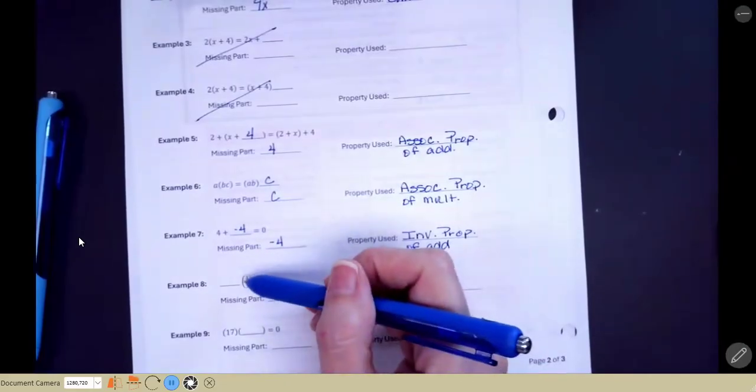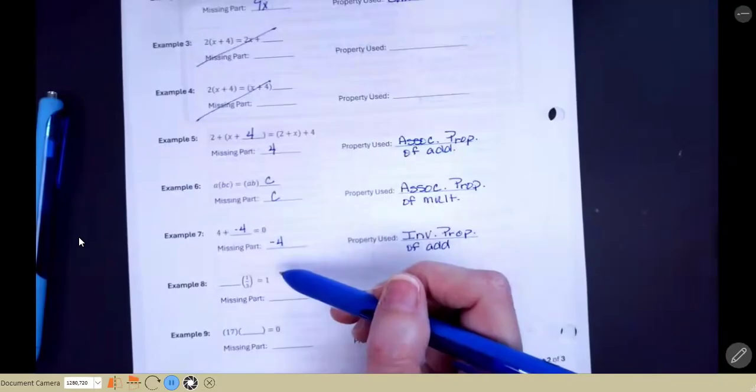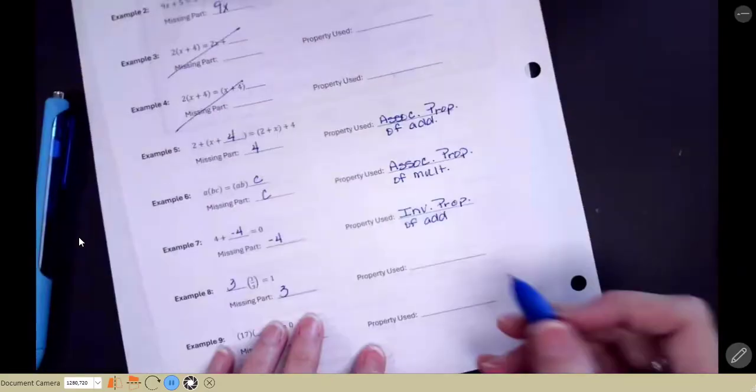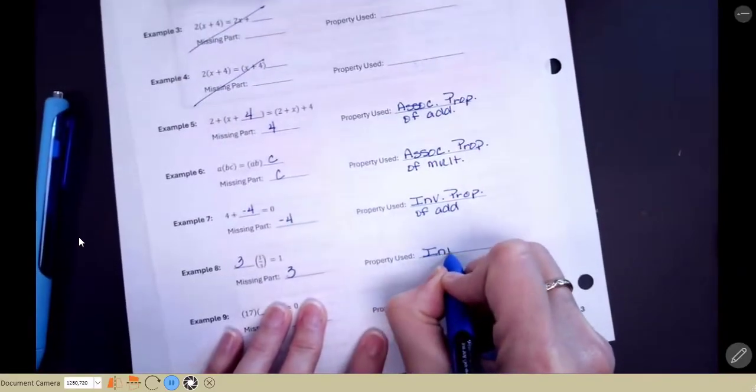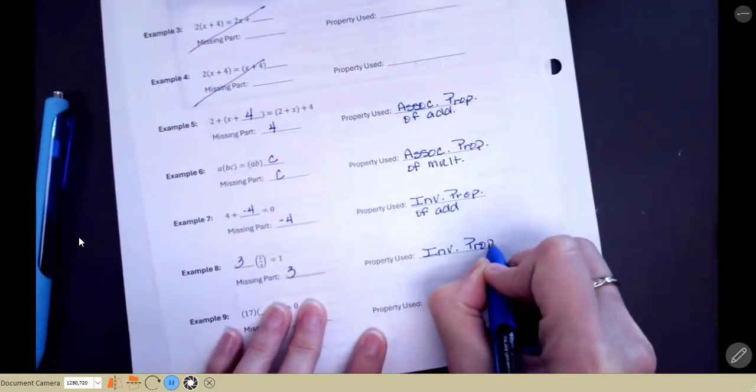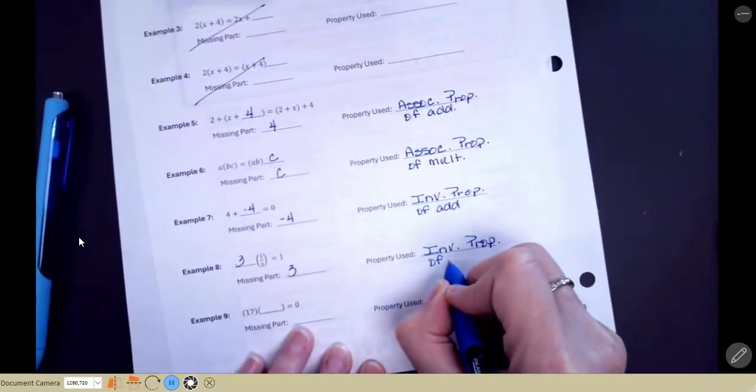All right, so what about 8? What do we multiply by 1/3 to get 1? Yeah, 3. Good. So 3 is the missing part. What property is this one? Well, I'm going to look at the back. Remember, we drew an arrow down here. So it would be the inverse property. This one's of multiplication. Okay.